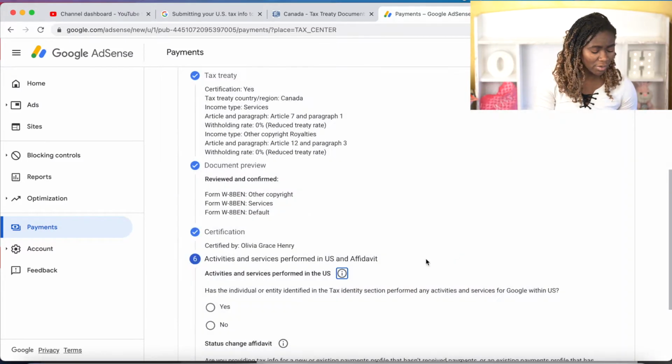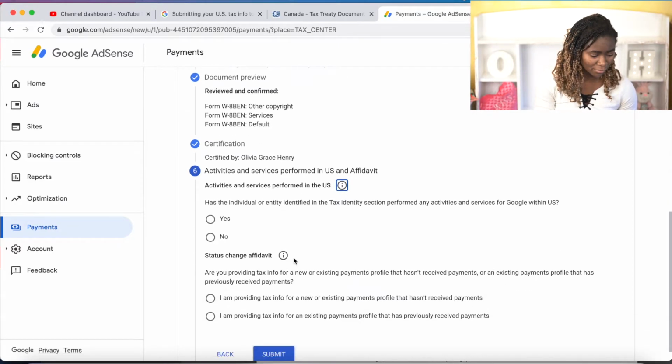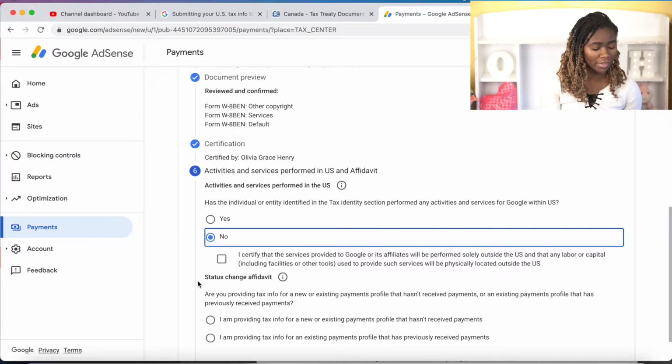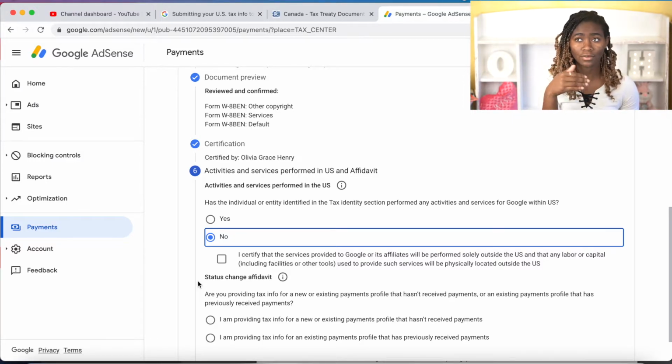See, it says, has the individual or entity identified in the tax identity section performed any activities and services for Google within the US? I'm not within the US, so I'm going to say no. I certify that the services provided to Google or its affiliates will be performed solely outside the US. So I'm doing it for Google, which is who owns YouTube, but I'm outside of the US, and that any labor or capital, including facilities or other tools used to provide such services, will be physically located outside the US. So yes, I am physically located outside of the US, so check that.